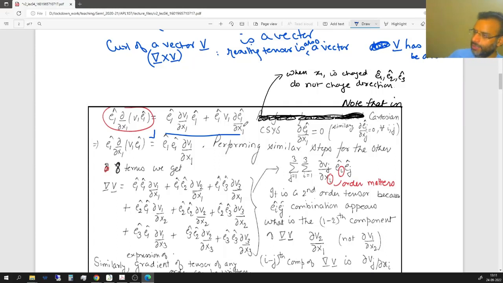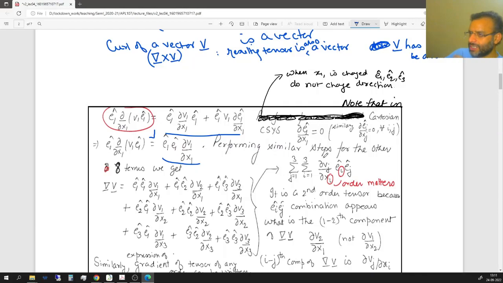And this is not only true for del e1 del x1. The spatial derivative of any unit vector with respect to any spatial variable for a Cartesian coordinate system will be 0 all the time. Thus, we get only one surviving term, which is the first one, e1 del v1 del x1 e1, which I am writing here as e1 e1 del v1 del x1.